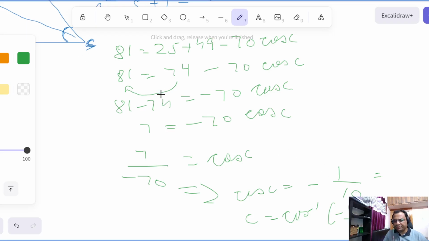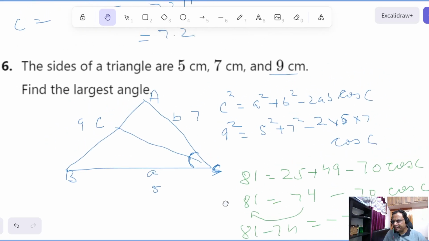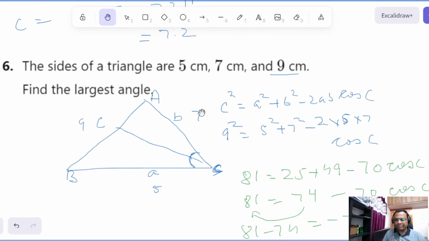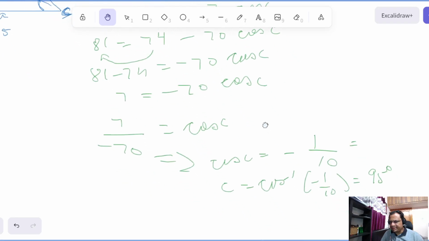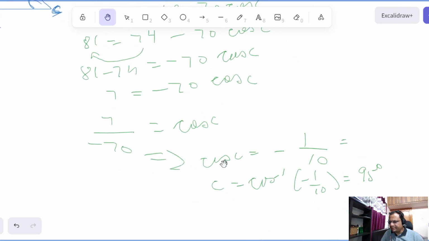This was a good question to find the angle when all the sides are given. Till now we were doing questions where at least one angle or two angles were given. But in this one, we figured out how to find the angle when all the sides are given. So what we did, we just put the values in the formula and kept on calculating. And once we got cos C equal to minus 1 upon 10, C equals cos inverse of minus 1 upon 10, which came out to be 95 when we input the values in the Desmos calculator.